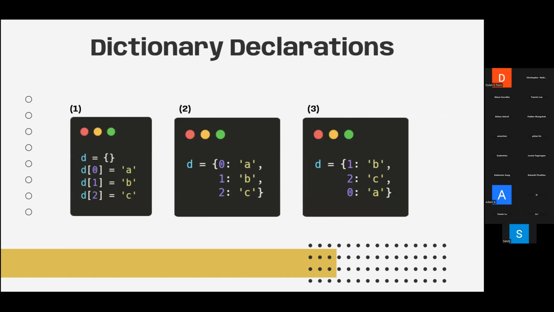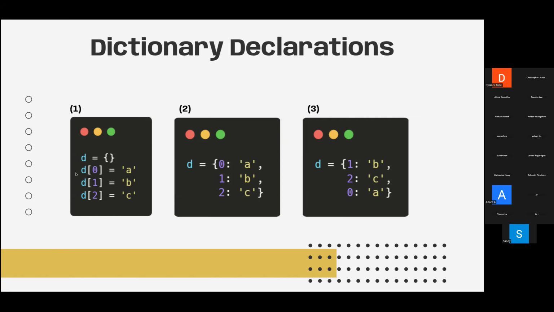So going on, there's two ways to basically declare a dictionary. I know there are three on the screen. However, there are two ways. Mainly the first two, because I'll get into it, but the second and the third approach are the exact same.